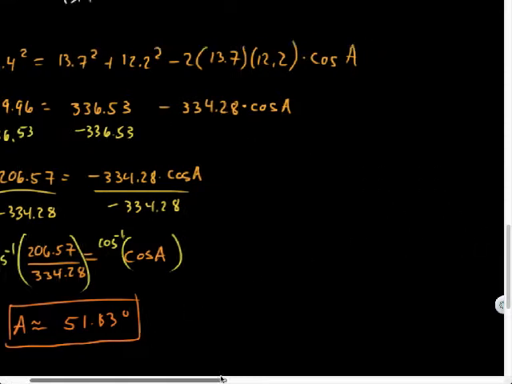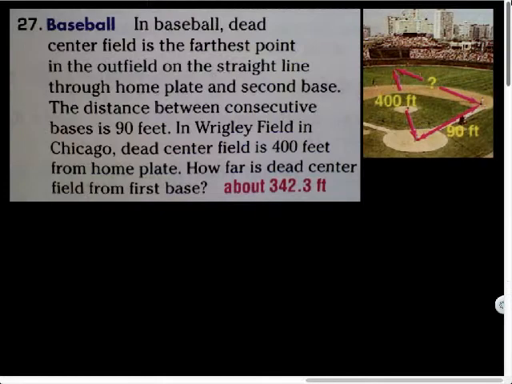So let's look at the one last problem here. Here's question 27. It says, baseball. In baseball, dead center field. All right, so they're referring to this location right here. It is the farthest point in the outfield in a straight line through home plate and second base. So imagine this line right there. Bam. All right, farthest distance.